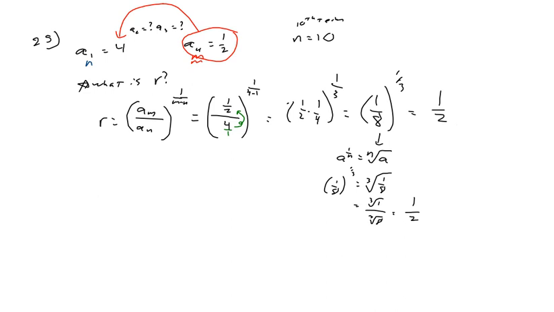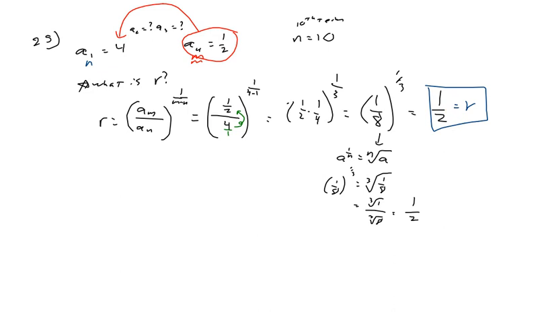And this is my R value. This is my ratio. So I know that I'm multiplying every time by a half. Great. So I know my R value. What do I want to find? I want to find the 10th term. So I have the R value. I know what I am multiplying by every time. The most important thing you want to know first is what are you multiplying by? What is your R? Once you know that, everything is easy.